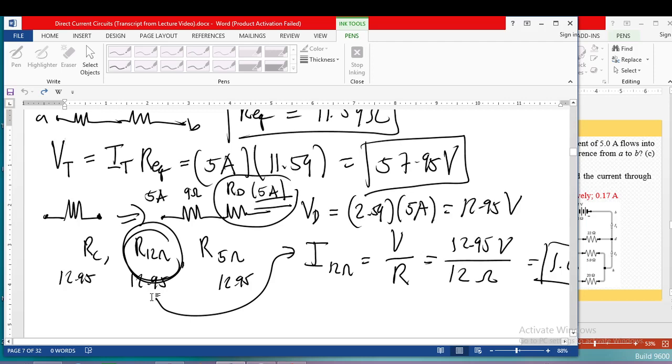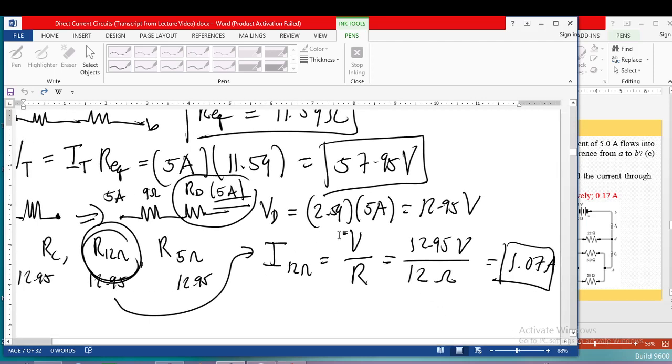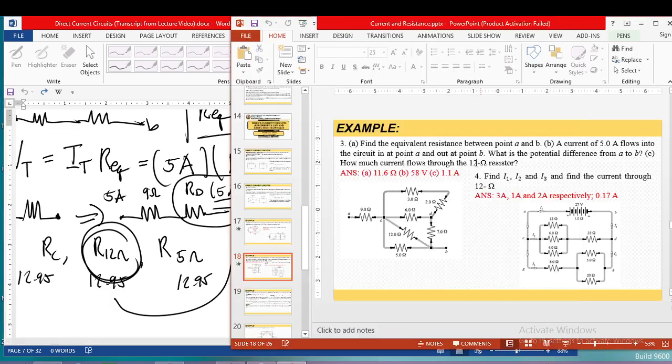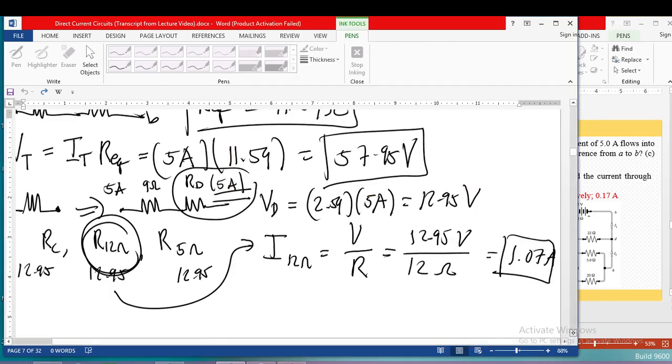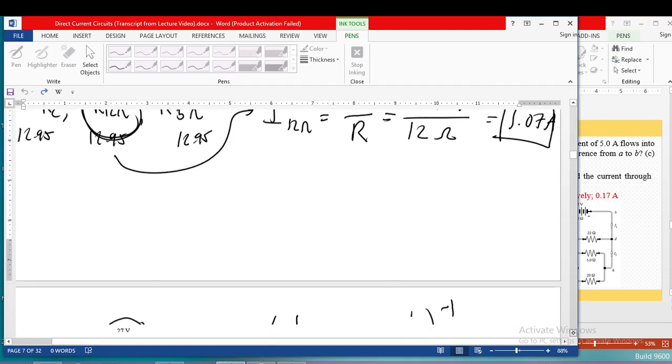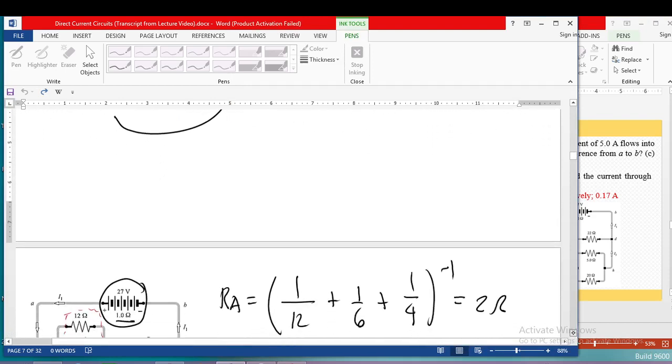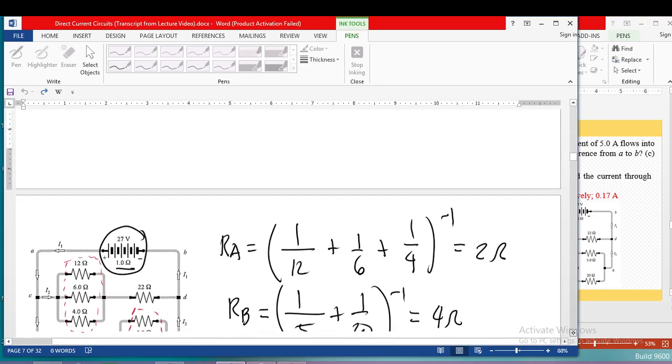They are in parallel, right? So what we are looking for is the current, so just simply divide the voltage by the resistance of the 12 ohms. So the current is equal to 1.07 amperes, which is actually our answer here. Okay? So next, let's go to the next problem.